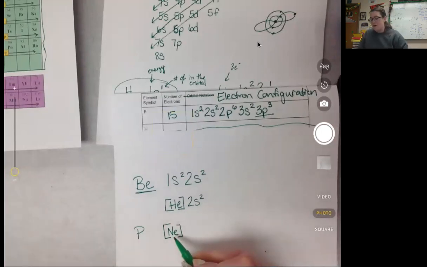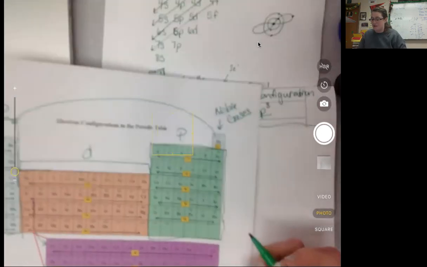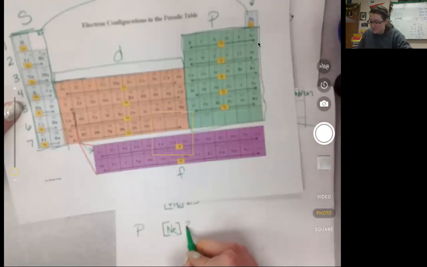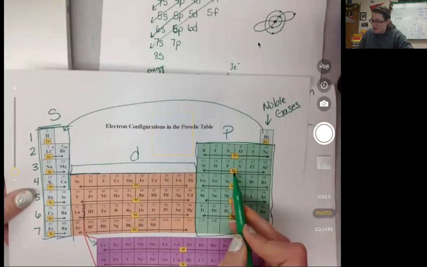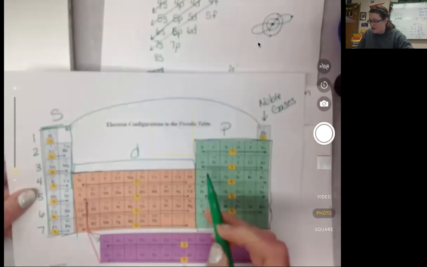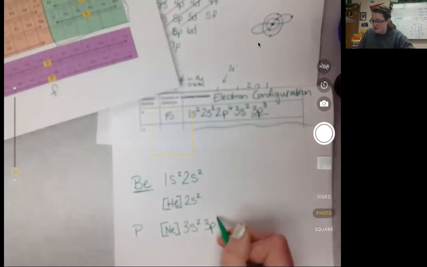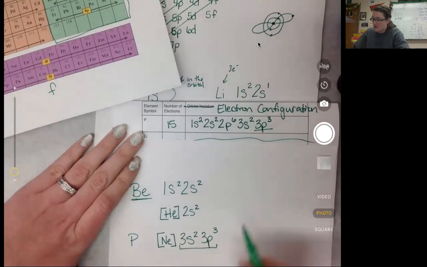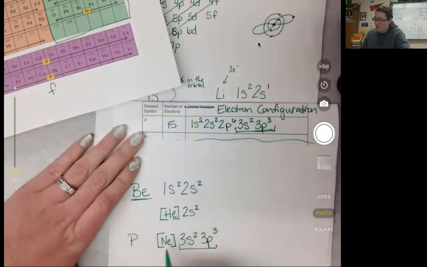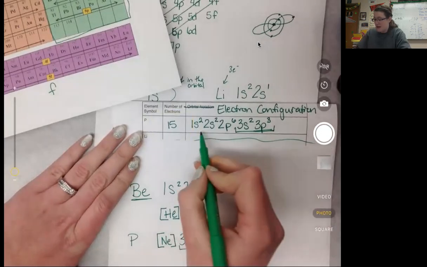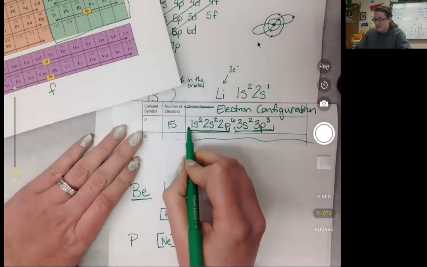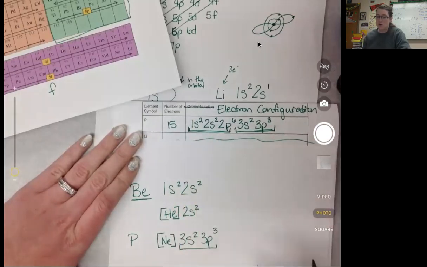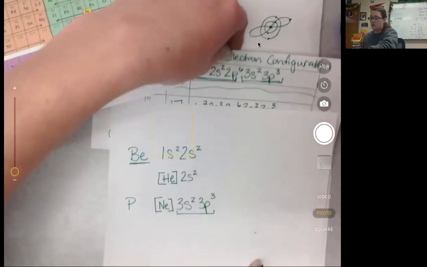All right, and then all I'm going to do is write the stuff that comes after neon. And so after neon, I have 3s2, and then I have 3p, 1, 2, 3 to get to phosphorus. All right, and so again, this is the same thing we had written up here. And so all I'm doing is I'm saying that neon's noble gas configuration is this. And so I'm putting in neon in brackets just to represent this. And so that's what makes it shorthand, is as I'm shortening it by using my noble gases.